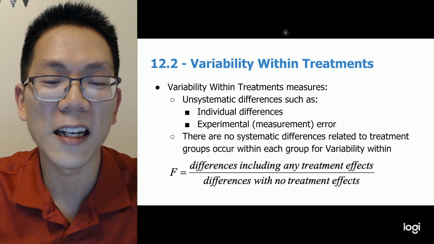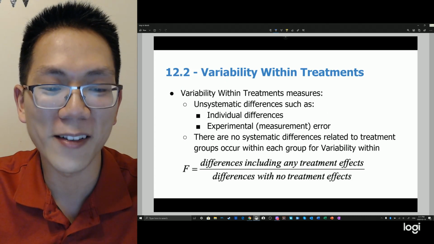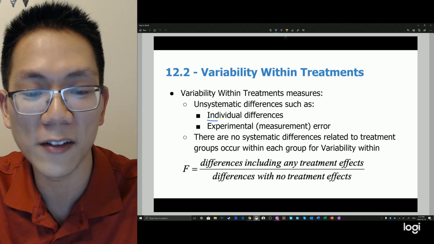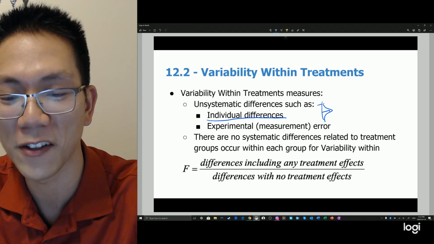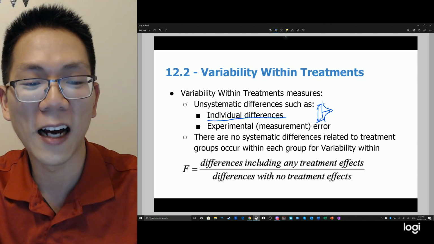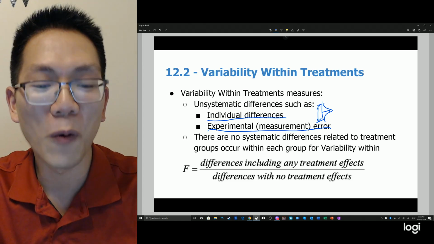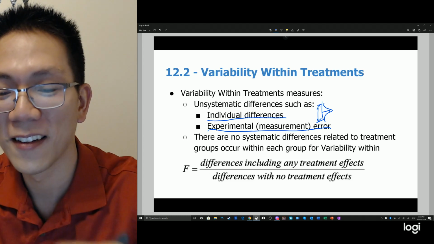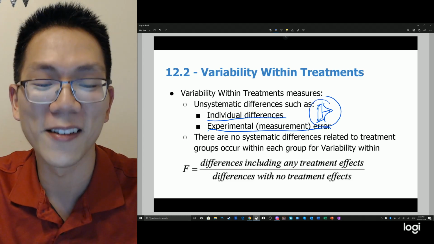Okay, and here for within treatments, these would be your unsystematic differences. These would be your individual differences. Again, this is the third time of me drawing it. These are your spreads within groups. Again, these could be experiment errors. So what between groups are not. Within group variances, that is.